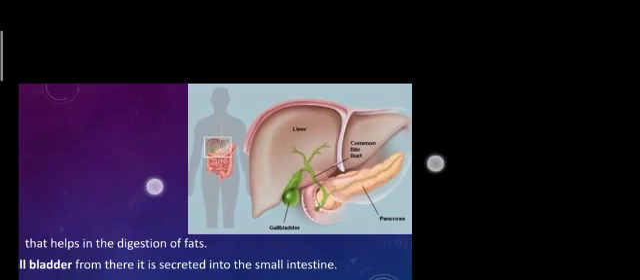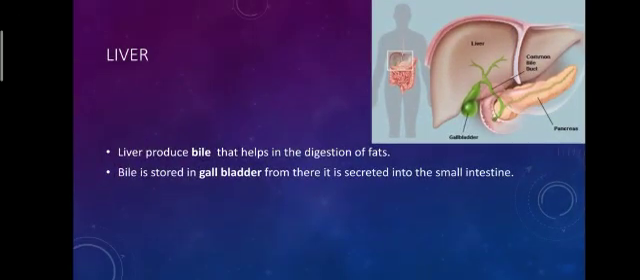Now let us see what the activities of the bile are. As we know, the liver produces bile that helps in the digestion of fats. We take fats also along with our food. So there is a breakdown of fat to give fatty acids and glycerol. Who breaks down the fat? That is bile. Bile is stored in the gallbladder. From there, it is secreted into the small intestine.